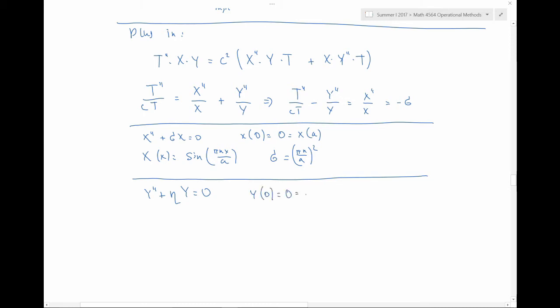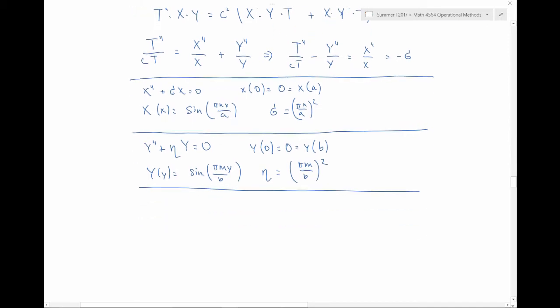Since the membrane is pinned, both ends of the membrane for y equals 0 and y equals b have to be at 0, and the solution that we can get for it is going to be sine of pi m y over b, and the constant eta will be pi m over b squared. This finally leads to the t equation that is almost the same as what we had before.